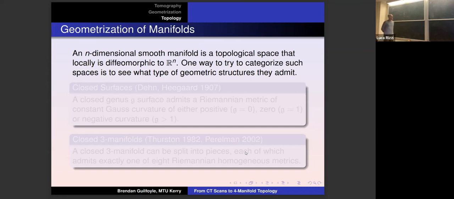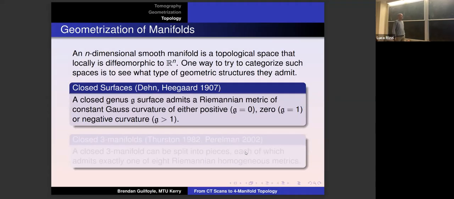So let me talk about geometrization. As we all know, again very briefly, you have an n-dimensional smooth manifold. It's a topological space, locally diffeomorphic to R^n, and you want to try and categorize it in some kind of way. So when you go to 2 dimensions, for closed surfaces, the classification of all closed surfaces goes back to Dehn and Heegaard in 1907.